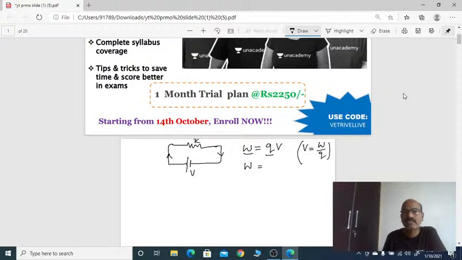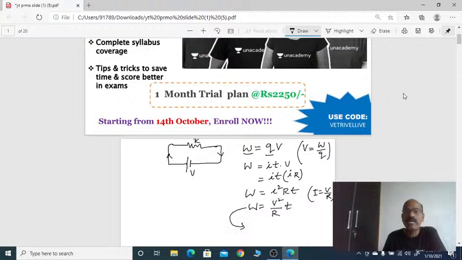We know that Q equals I into T. From Ohm's law, V equals I into R. So you will get I square RT. Again, I equals V by R. Then in I square, substitute V by R. You will get V square by R square. One R will cancel, and we will get V square by R into T.